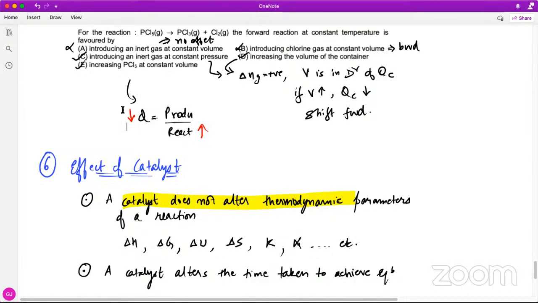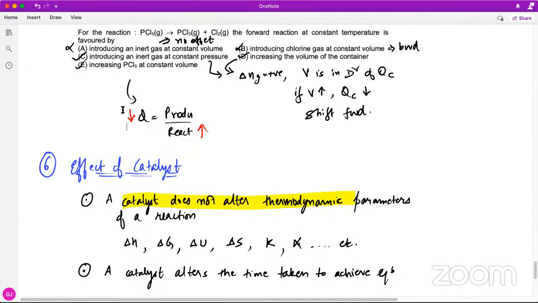Effect of catalyst. A catalyst does not alter any of the thermodynamic parameters of the reaction. Equilibrium constant, alpha, delta H, delta G, delta S, कोई सा भी thermodynamic parameter change नहीं होता है. A catalyst only alters the time taken.